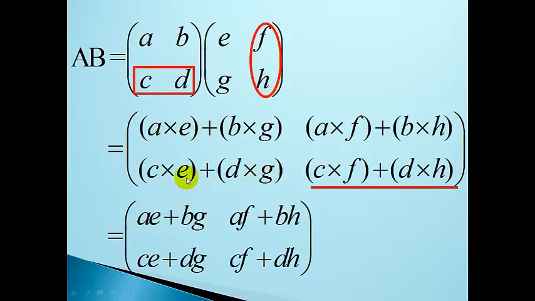Now a times e is ae plus b times g is bg. a times f is af plus b times h is bh. c times e is ce plus d times g is dg. And c times f is cf plus d times h is dh. So in general, that is how we multiply matrices.